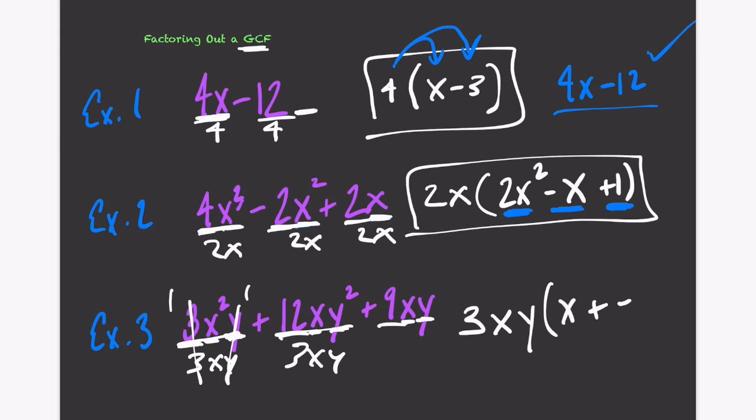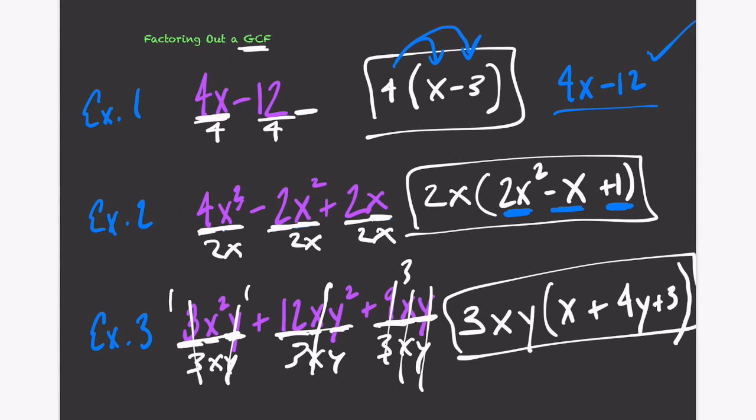Now, divide this by 3xy. 12 divided by 3 is 4. X over x is just 1. Y squared over y is y. And then finally, divide this last term by 3xy. 9 divided by 3 is 3, so I put my 3 in, and it's plus. And then x cancels out, y cancels out, and so that's all I've got, and this is my solution.